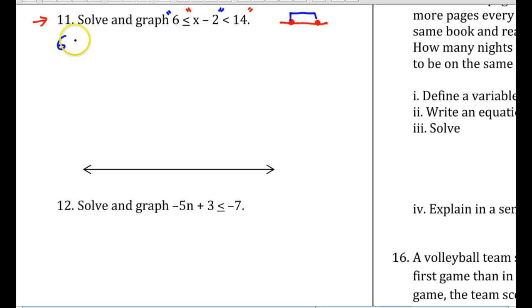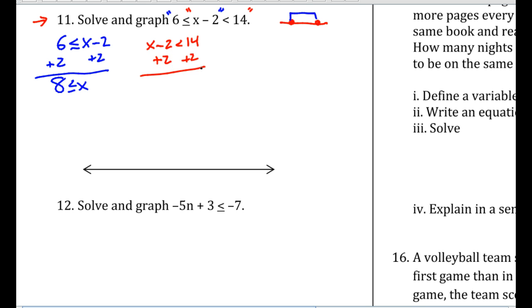So we have 6 is less than or equal to x minus 2. Add 2 to both sides. 8 is less than or equal to x. And now we can do x minus 2 is less than 14. Add 2 to both sides. So x is less than 16.